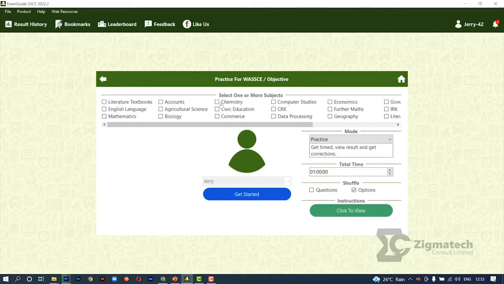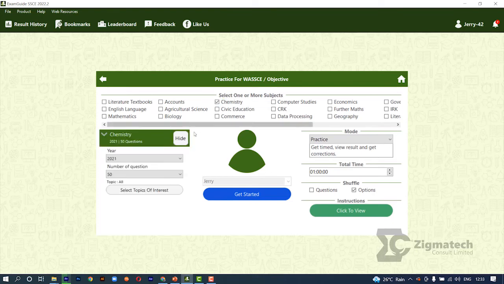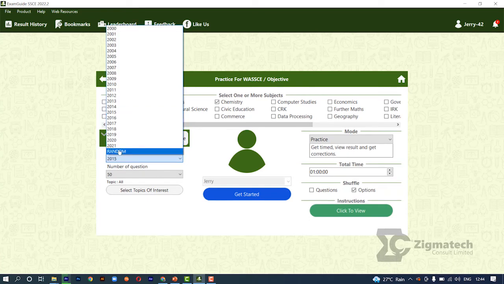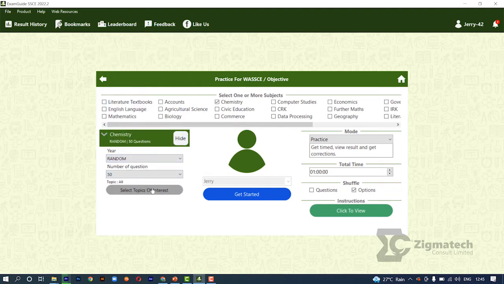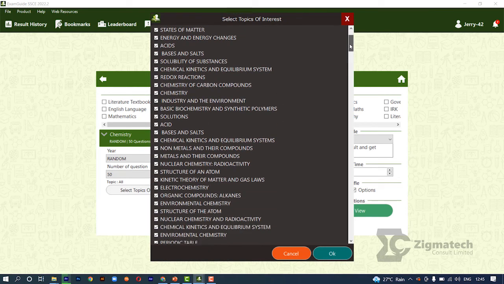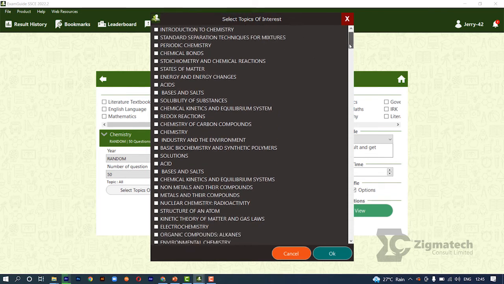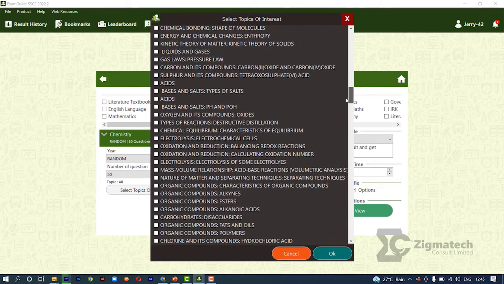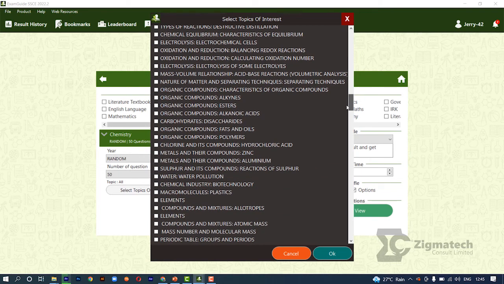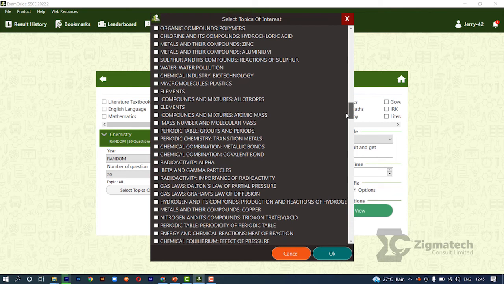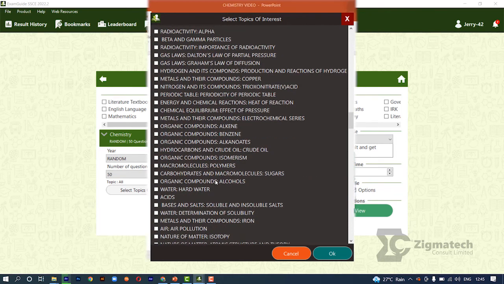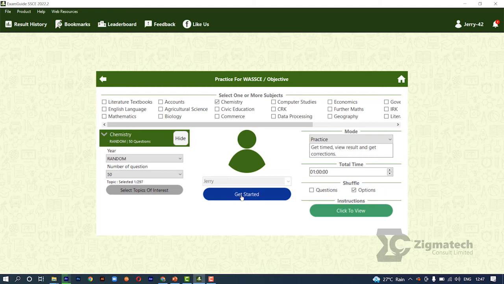Now, because we are dealing with chemistry, we select chemistry. You get to the year. You see different years, but we just select random. And then we select the topic of interest. Before you select the topic, you first of all unselect all, so that you can be able to scroll down. Now, our topic of interest, remember, is alkanols or alcohol. So we'll look for the topic of interest. You select organic chemistry, and then you OK it. Now let's get started.